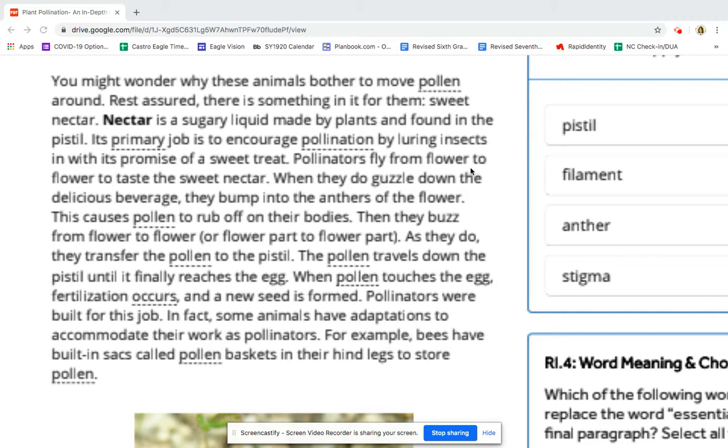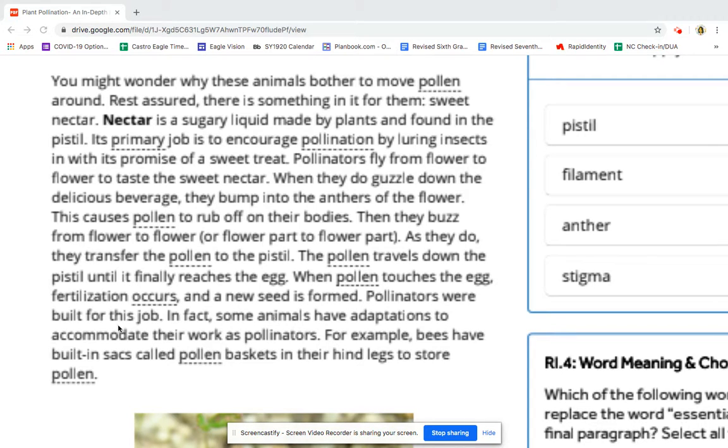Pollinators fly from flower to flower to taste the sweet nectar. When they do guzzle down the delicious beverage, they bump into the anthers of the flower. This causes pollen to rub off their bodies. Then they buzz from flower to flower or flower part to flower part. As they do, they transfer the pollen to the pistil. The pollen travels down the pistil until it finally reaches the egg. When pollen touches the egg, fertilization occurs and a new seed is formed.